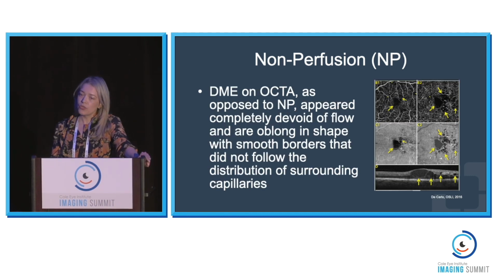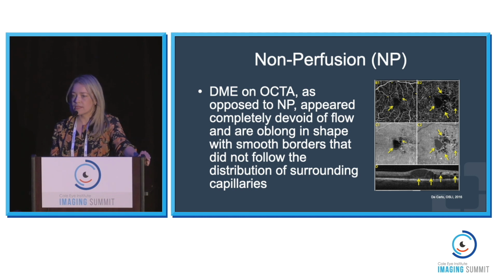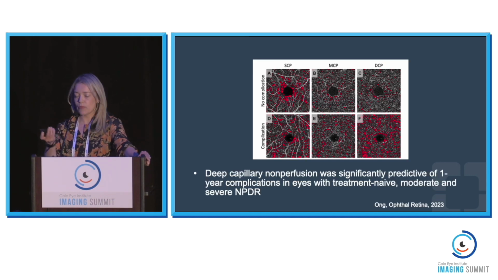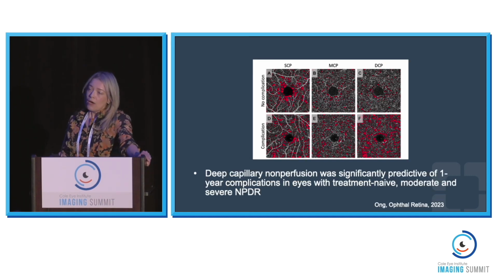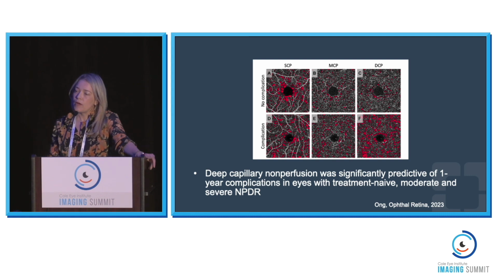Sometimes it is challenging when you look at OCTA and you see diabetic macular edema that might appear as non-perfusion. And the difference is that diabetic macular edema appears completely devoid of flow and is more oblong in shape as compared to areas of non-perfusion, and has smooth borders and does not follow the distribution of surrounding capillaries.